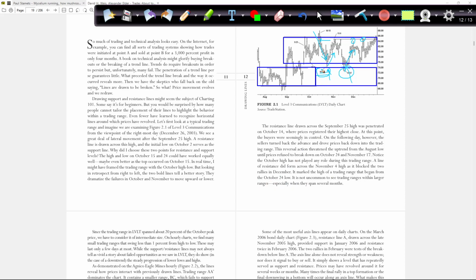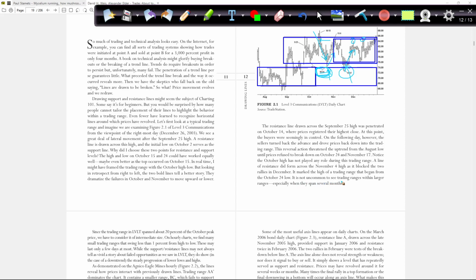Okay, so this one, October 24th low, it marked the high of a trading range that began from the October 24th. So there is a new trading range forming here. We can see here. Okay, and then, right, it marked the high of a trading range that began from October 24th.